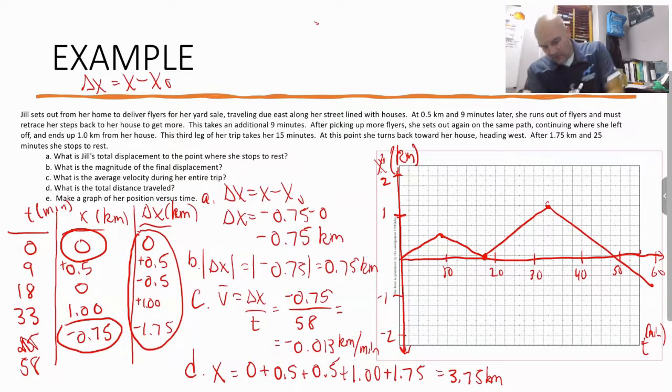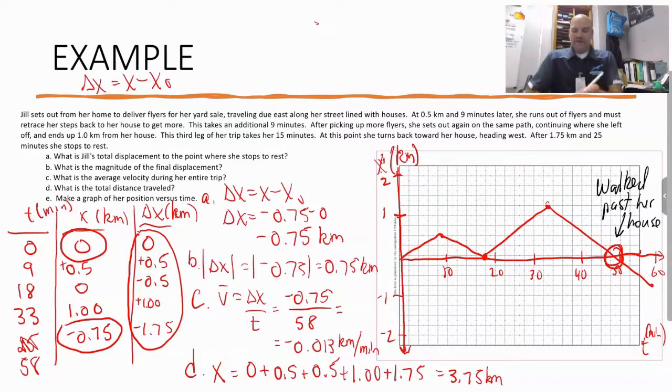Okay, so right here, she walked past her house. Okay, if the house is the origin, anytime you hit the x-axis on a position versus time graph, you walk past your origin. So here she's at her house, right? This is where she had to go back and get the flyers, okay?